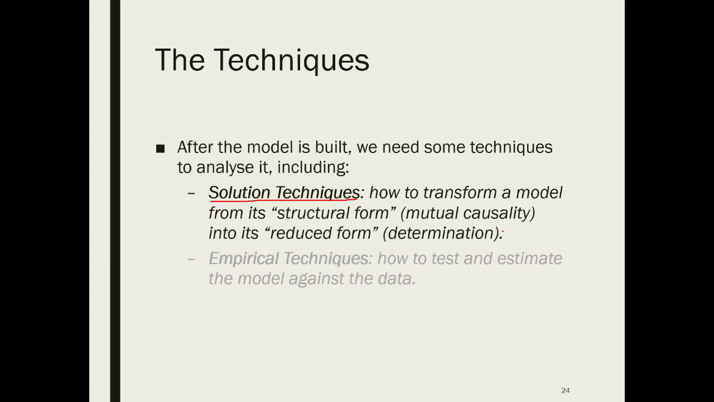It is to transform a model from its structural form to its reduced form. The structural form represents mutual causalities among endogenous variables, so it is difficult to see the pure causality. In contrast, the reduced form, or the solution of the model, is to express each endogenous variable by only exogenous variables and parameters. In this way, you can see how endogenous variables are actually determined by exogenous variables and parameters.